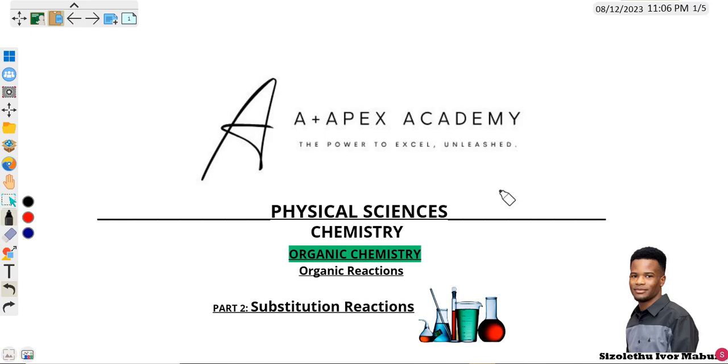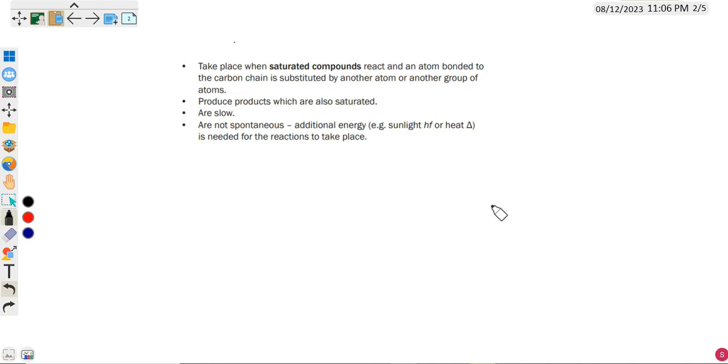We'll be looking at physical sciences chemistry. The topic is organic chemistry and the subtopic is organic reactions. So now we'll be looking at substitution reactions. This is part 2 out of the 4-part sequel that we're creating. Now let us look at what substitution reactions are. Remember, whenever you substitute something, it means you replace it with another, right?